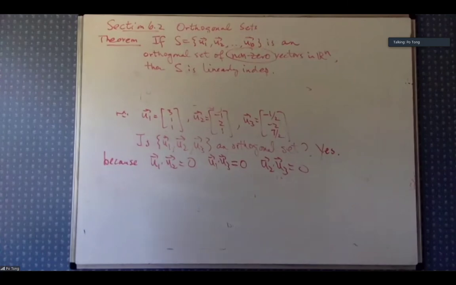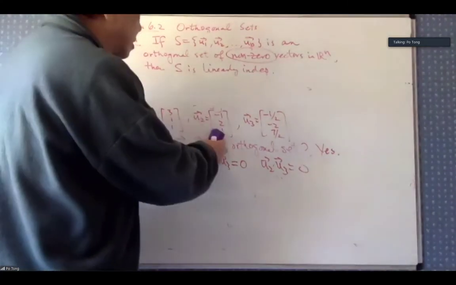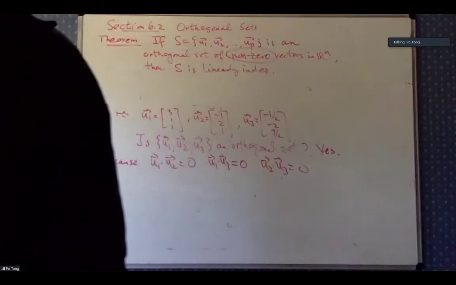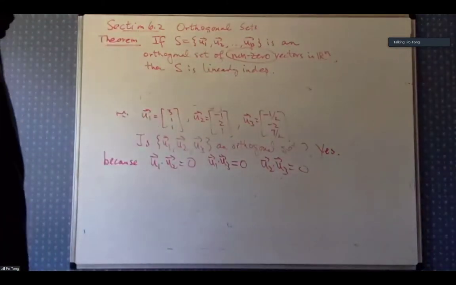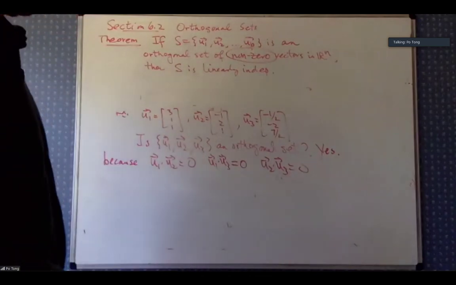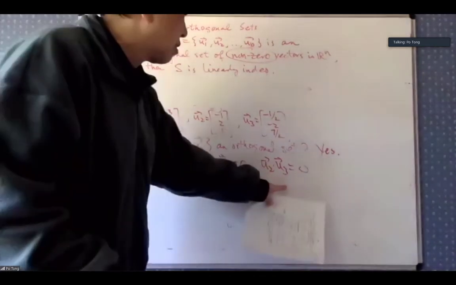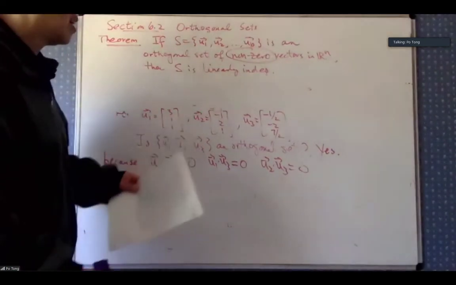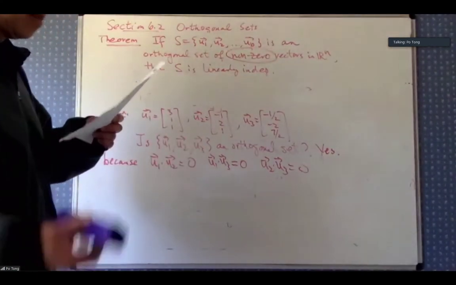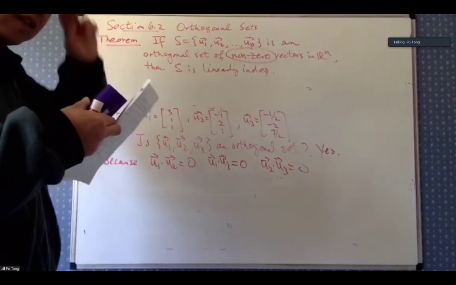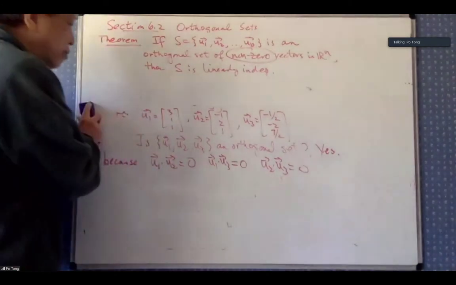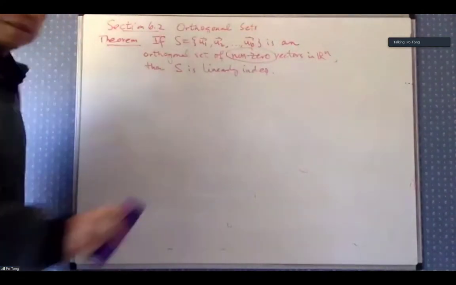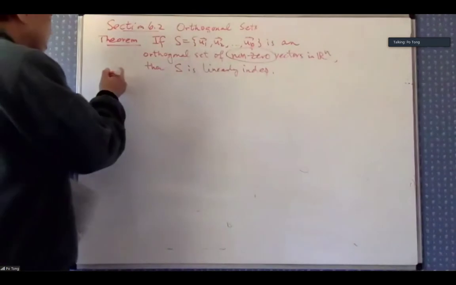You have other ways of showing linear independence. You can take this guy, do RREF, and see how many pivots there are, and then you can tell whether it's linearly independent. But you don't have to do that. Once you know they are orthogonal to each other, then they must be linearly independent. That's what it says. The theorem is not difficult to prove, so we are going to prove it. So here's the reason.